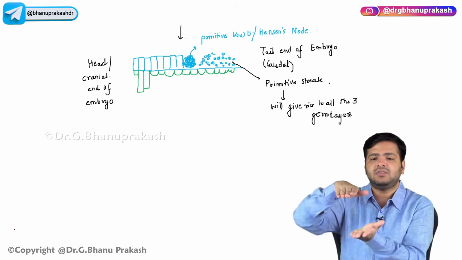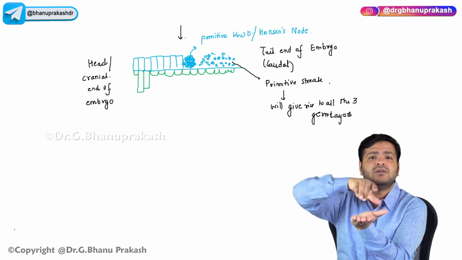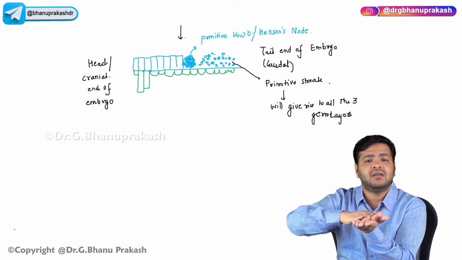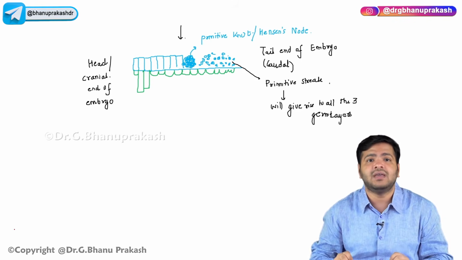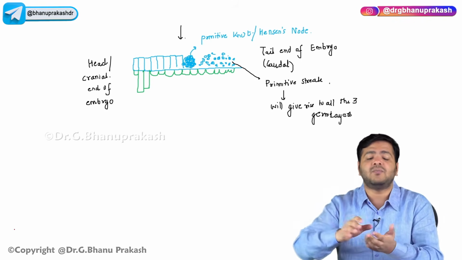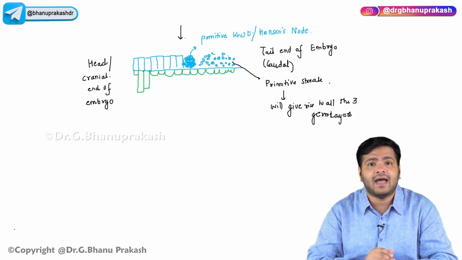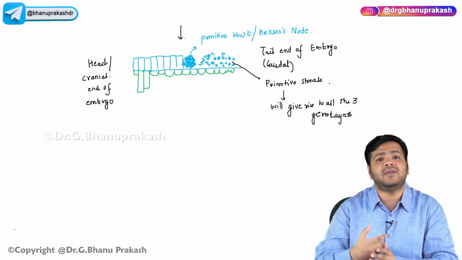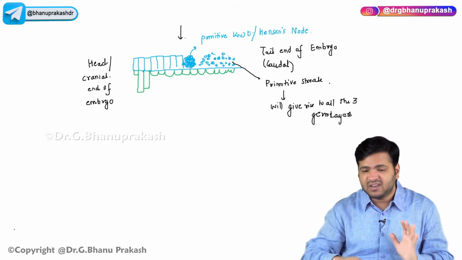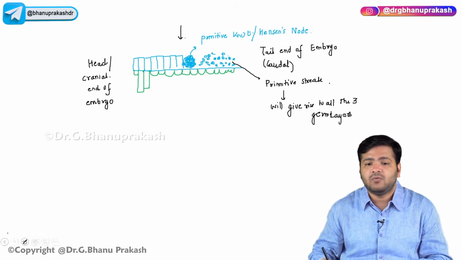अब primitive streak जो है वो नीचे की तरफ move कर रहा है. So नीचे क्या है? Hypoblast है. Now what will it do? It will replace the entire hypoblast with new cells, and it will form the endoderm, and then it will form the mesoderm and then the ectoderm.